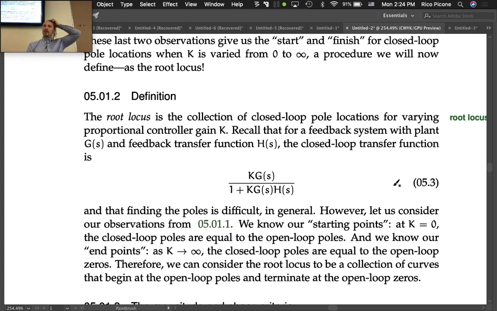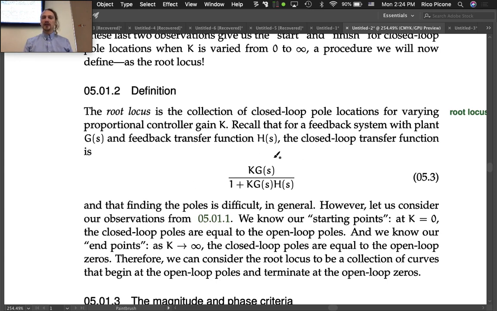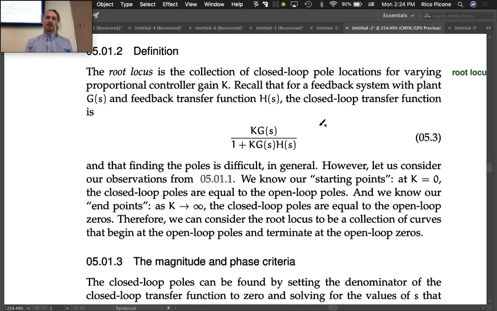This is the same with the Bode plot. We're going to get into all these details of how to construct it, but what it is is the most important thing you can know about it. So it's just a collection of closed loop pole locations for varying proportional controller gain k. So you vary k from 0 to infinity, and you've got the root locus. Recall that for a feedback system with plant G and feedback transfer function H, the closed loop transfer function is this. We derived this in just the preceding section.